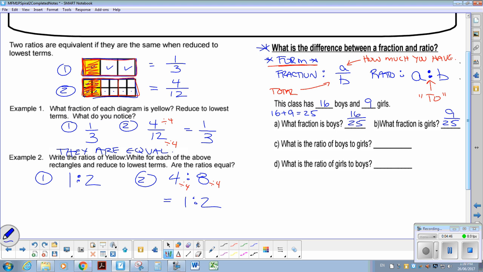What is the ratio of boys to girls? So we have to write it in that order. B to G would equal 16 boys to 9 girls. What is the ratio of girls to boys? So again, that's why it's important. Order matters here. So G to B would be 9 to 16. It contains the same information. It's just asking for it in a different format. So communication is very important on how you write that.